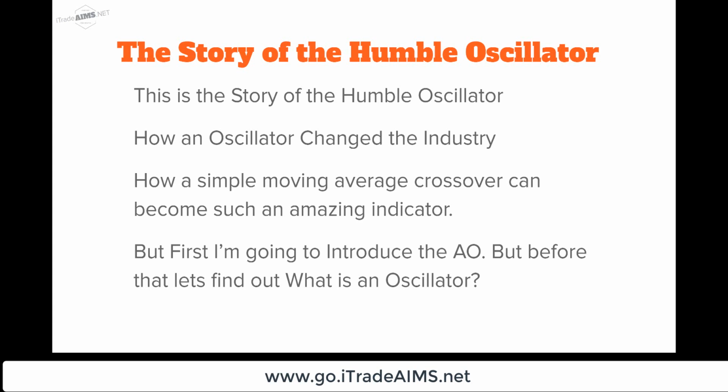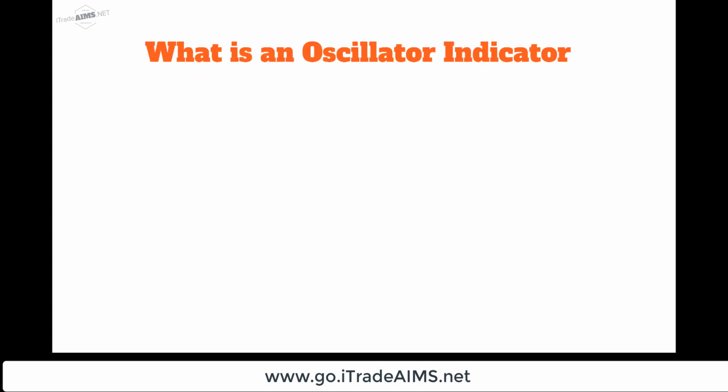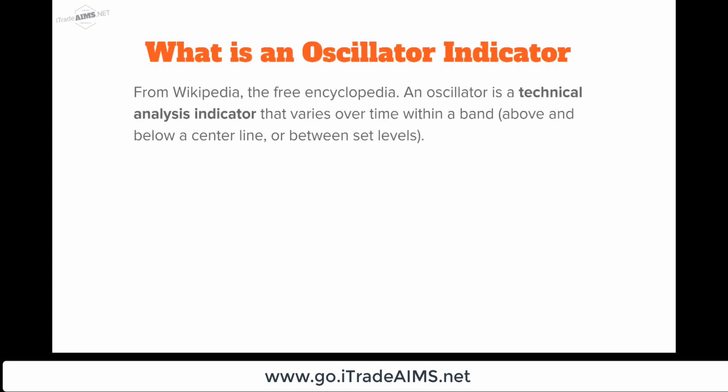Before that, let's find out what an oscillator is, because there are different types of indicators. They can be classed as moving averages and different types, but one of them is oscillators. So what is an oscillator indicator? From Wikipedia, the free encyclopedia, an oscillator is a technical analysis indicator that varies over time within a band, above and below a zero line, or between set levels.